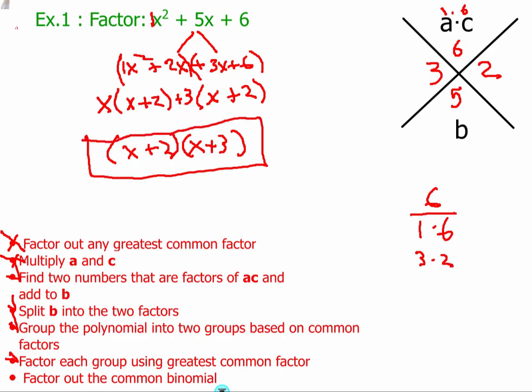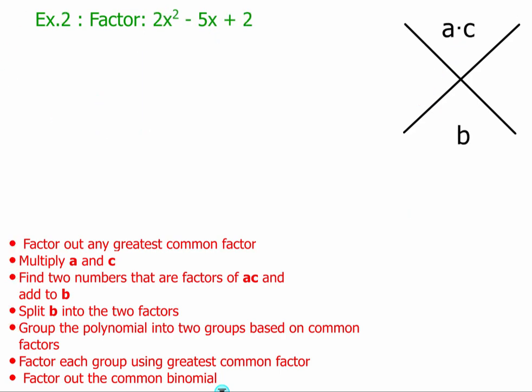So let's do a few more examples. So here's example 2. I've got 2x squared minus 5x plus 2. So first step, I want to check for a greatest common factor. 2, 5, and 2. Well, 2 and 2, those are both 2, so obviously I could factor out a 2 there. But because this 5 doesn't share that, I don't have a greatest common factor here, so I don't have to do that.